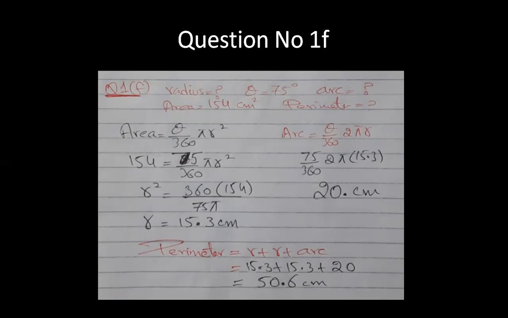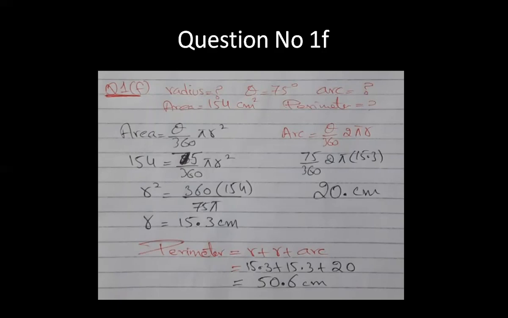So this 360 will go on the other side. It will multiply there, and 75 pi will go downstairs. So r square will be equal to 360 multiply 154 divided by 75 divided by pi equals, square root of the answer, and the radius will be 15.3 centimeters.